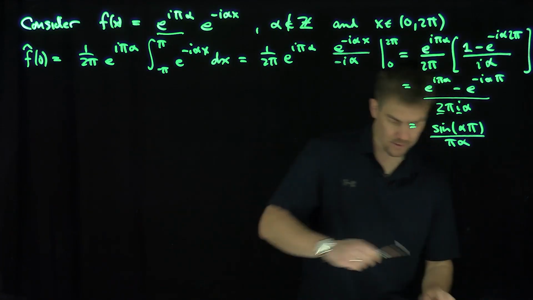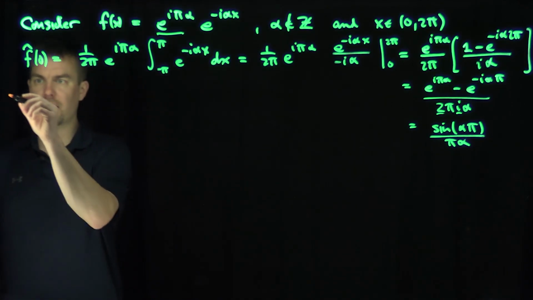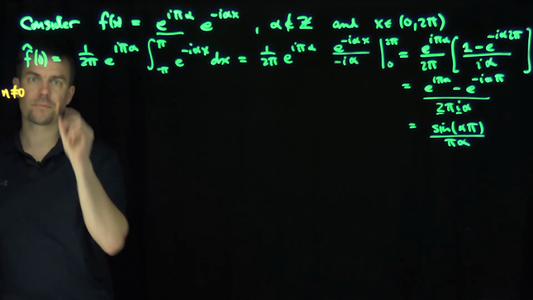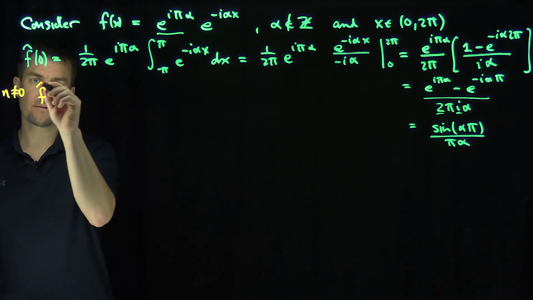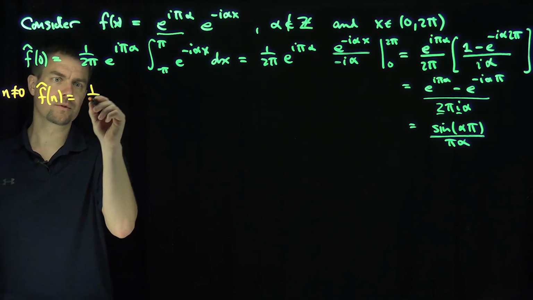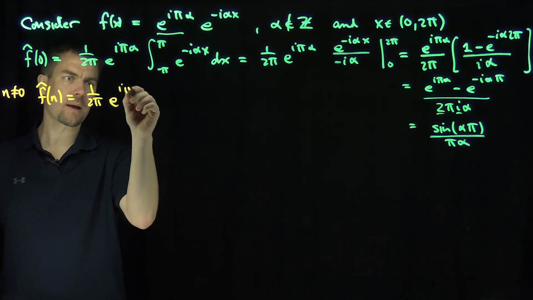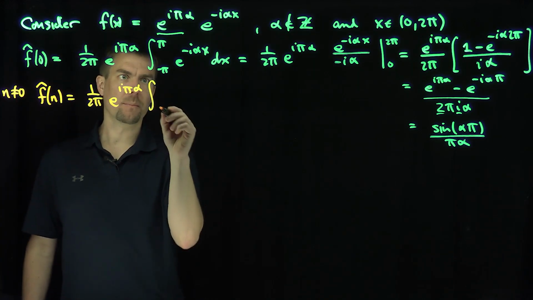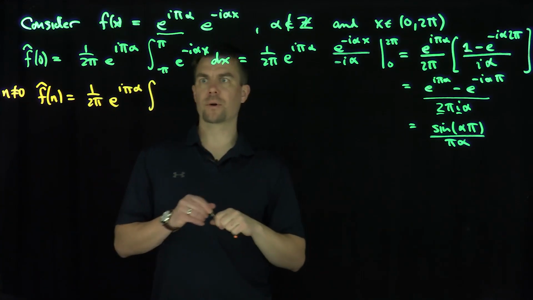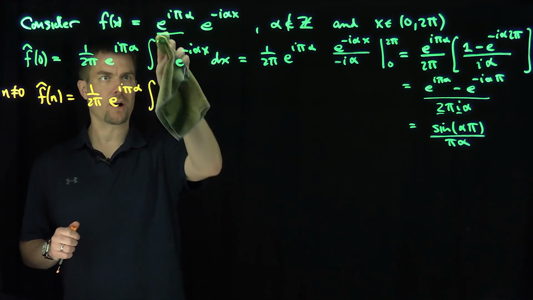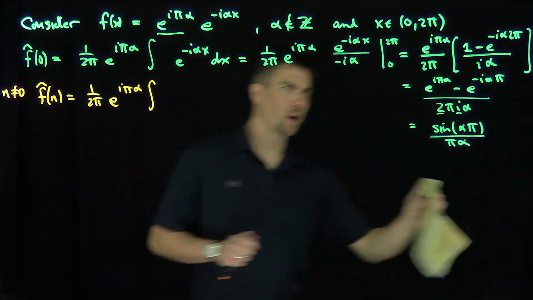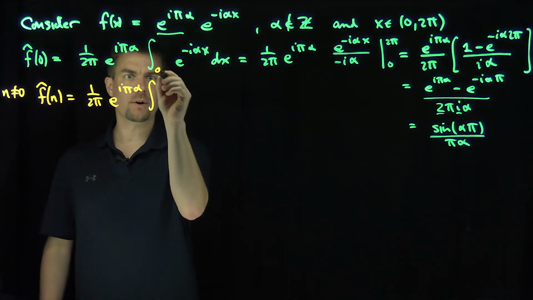So what will f hat of n be? So f hat of n for n not equal to 0 implies that f hat of n is 1 over 2 pi e to the i pi alpha, integral from, well, I put a negative pi to pi here. Let's change, sometimes I'll flip into this. That should really be a 0 to 2 pi. So force of habit over here. So 0 to 2 pi.